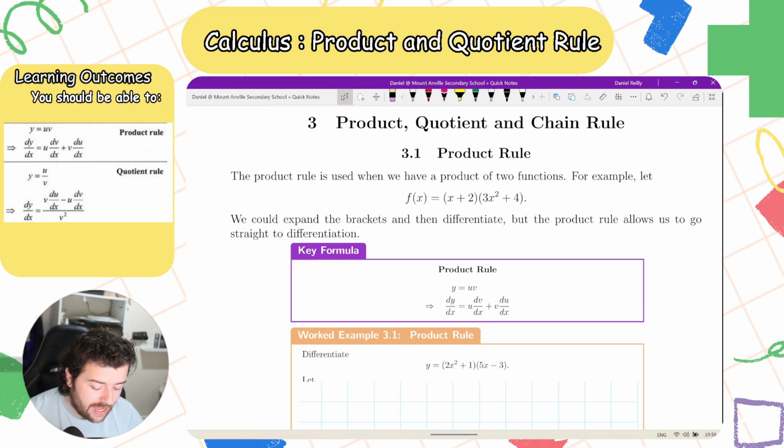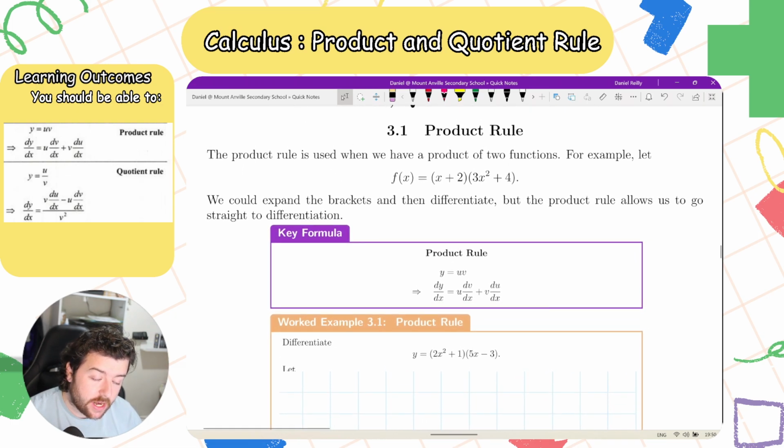Hello everyone. Okay, so in this video, we are still moving on with our differentiation rules. But in this video, we're going to be looking at the product and quotient rule.